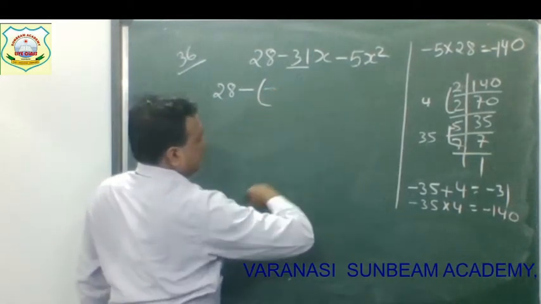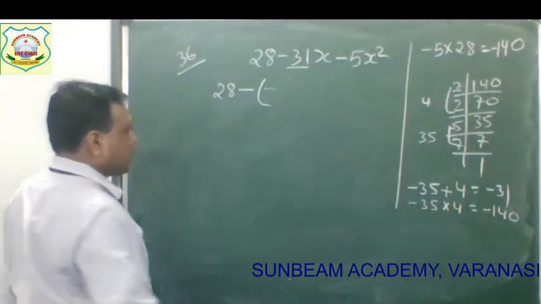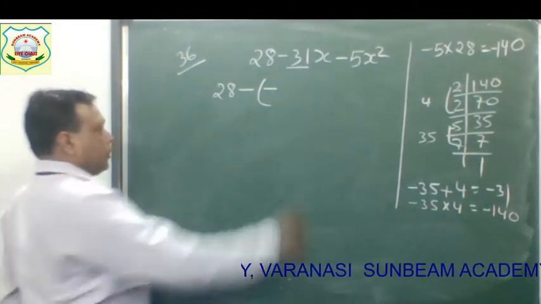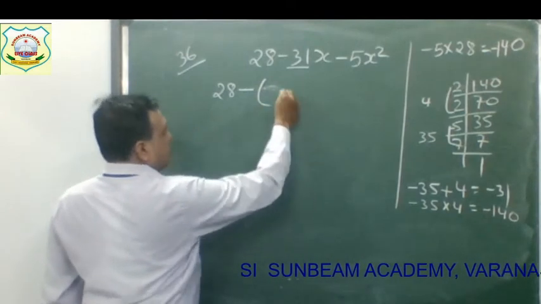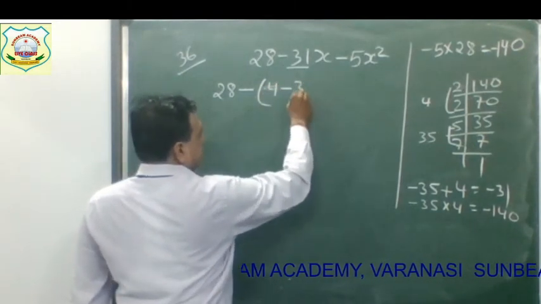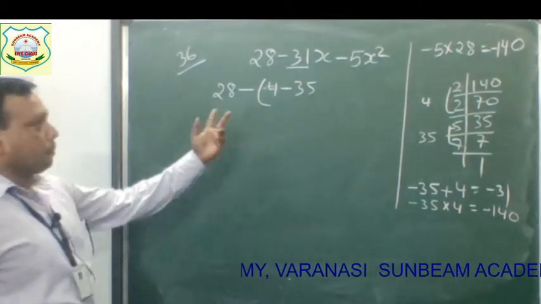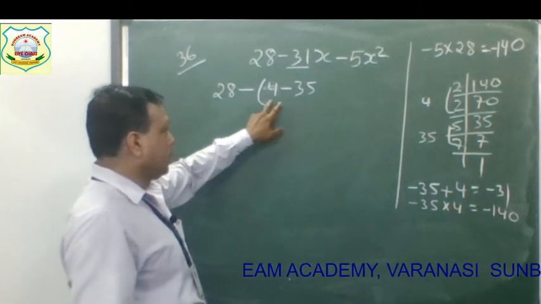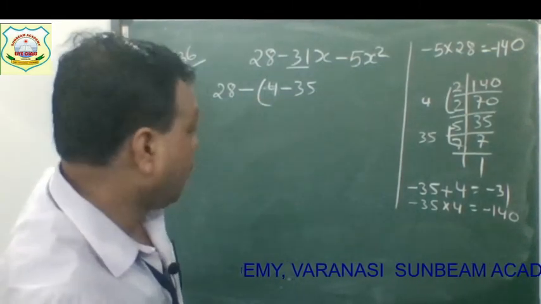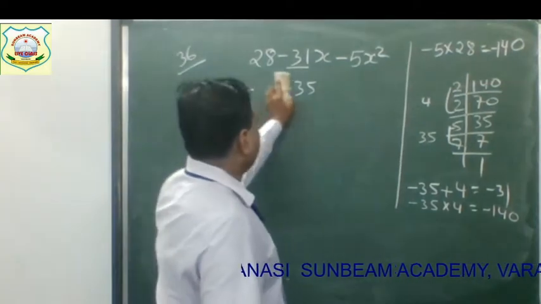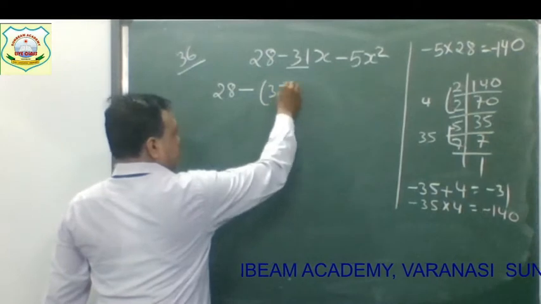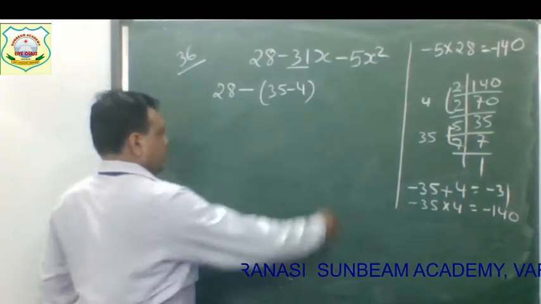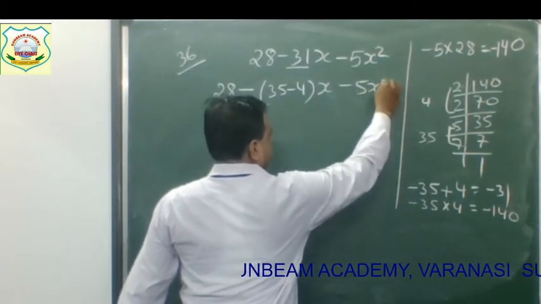So what will we write here? Minus 35 or plus 4? If you write minus 35, it will be plus minus 35. Because the opposite term is given, we start from the 4. 4 minus 35, so again what will we get? Minus 4 plus 35. Clear? Because we want minus 31, so plus 31 we will get. So students, how will we write now? We will write as the same, 35 minus 4. We will not change the sign here. Minus 35 minus 4, then x minus 5x square.